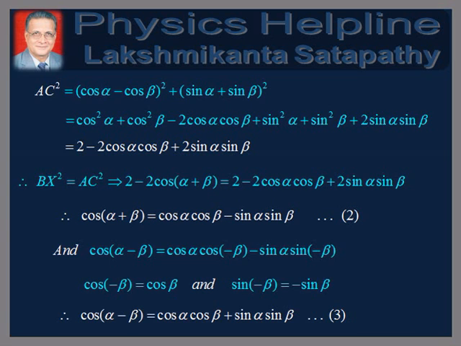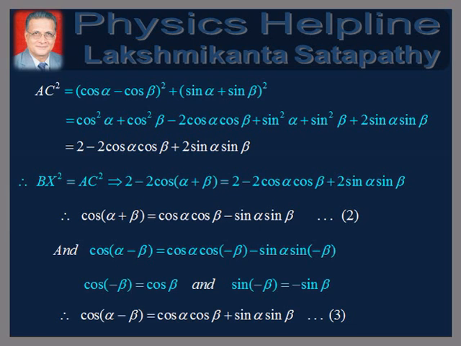Now BX square is equal to AC square. Therefore, we have 2 minus 2 cos(alpha plus beta) is equal to 2 minus 2 into (cos alpha cos beta minus sin alpha sin beta), or cos(alpha plus beta) is equal to cos alpha cos beta minus sin alpha sin beta.